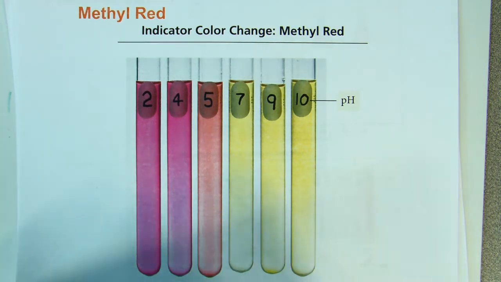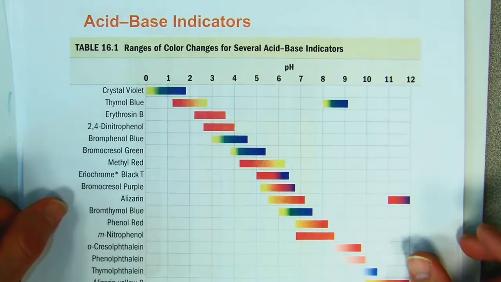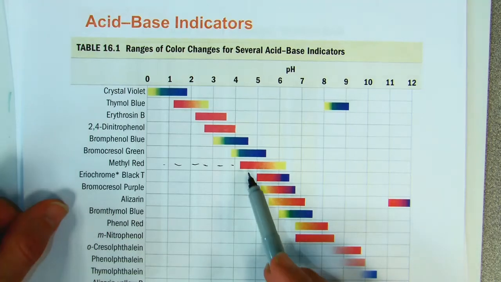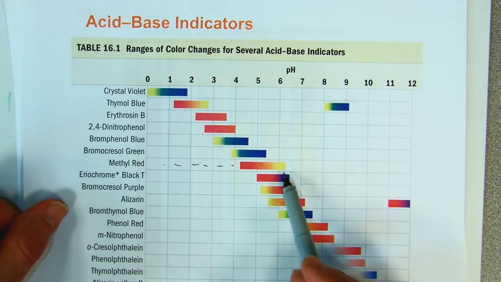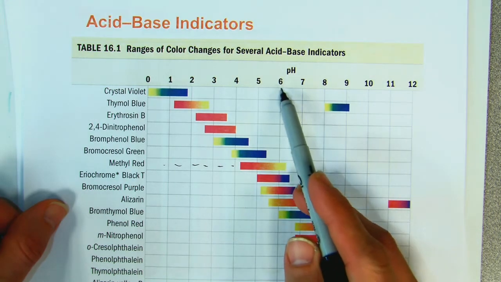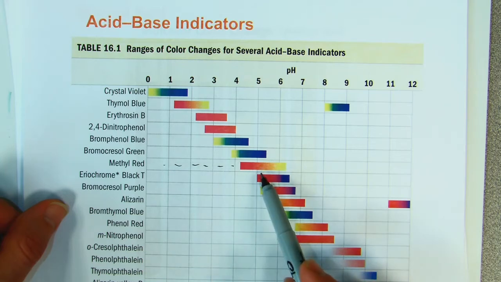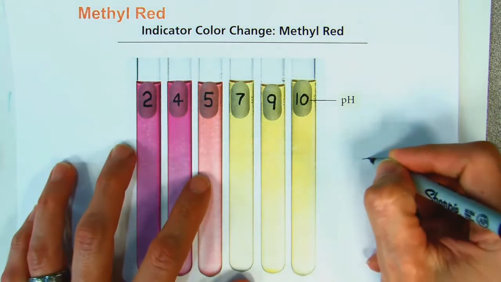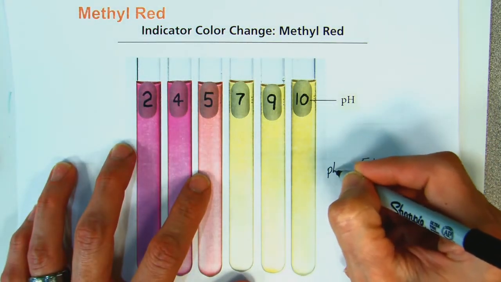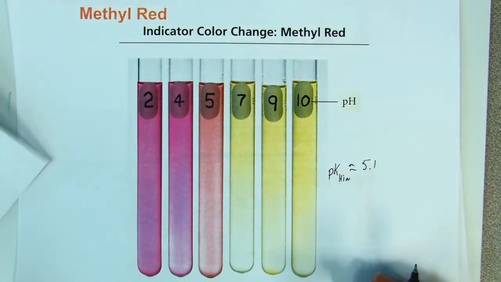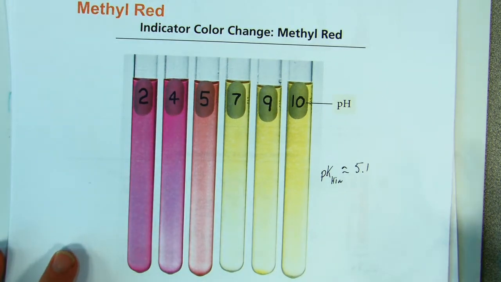Now methyl red, if we look on a table here of acid-base indicators, it's right here. We see it changes from red to yellow at about a pH of 4 to 6 or so. So I would expect methyl red to have a pKHIn right here in the middle, a little over 5, maybe 5.2, 5.1, something like that. That's our pKHIn. Okay, just from eyeballing it on that chart, because remember that pKHIn is when we're right in the middle of the color change, okay?